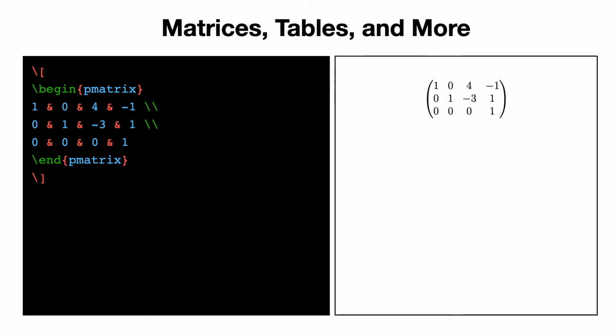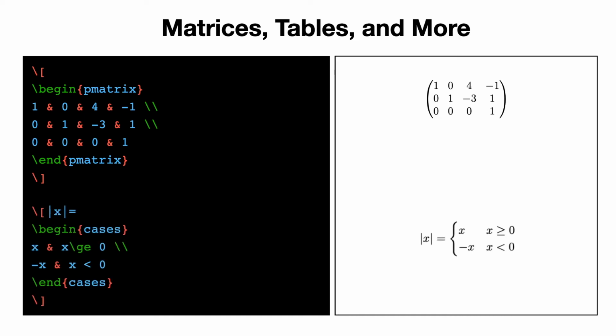So 1, ampersand 0, ampersand 4, ampersand -1 will tell LaTeX what should go in that very first row. And just as I said before, the double backslash is the new line character. So we use that in this environment to tell LaTeX when to move on to the second row. And so this generates the matrix that is shown on the right.